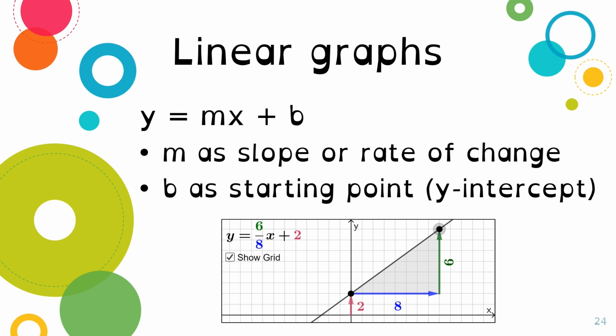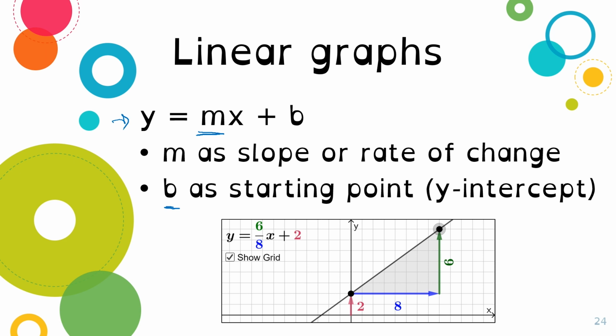So we would have put this into a formula, which is y equals mx plus b, where m, our number here, is the slope or the rate of change. So how fast our line, how steep our line is, how fast our roller coaster is. And b is our starting point, which is our y-intercept, which when we graph it is this point here, where it crosses our y-axis.